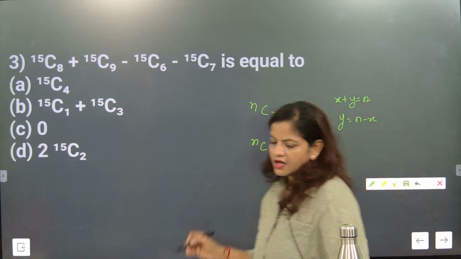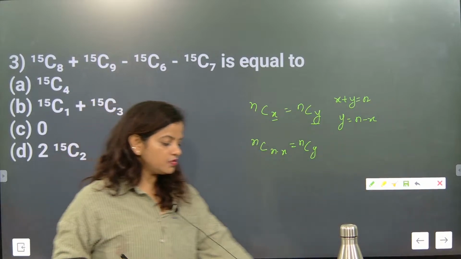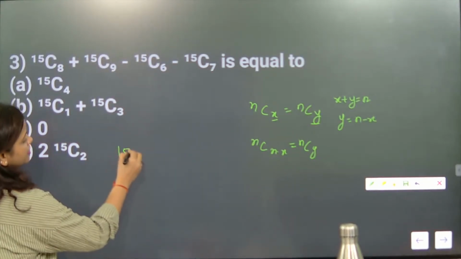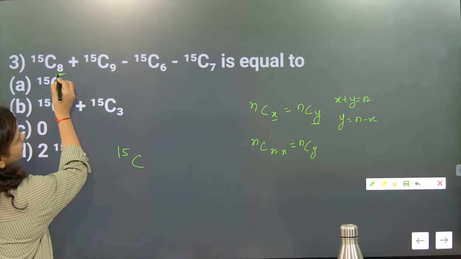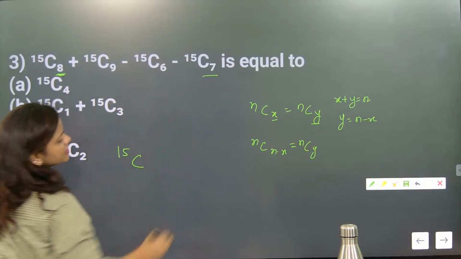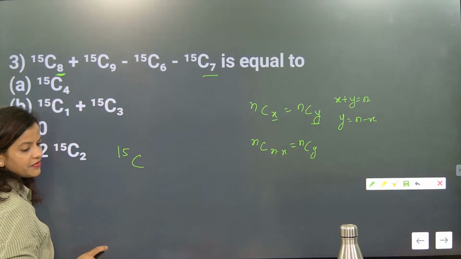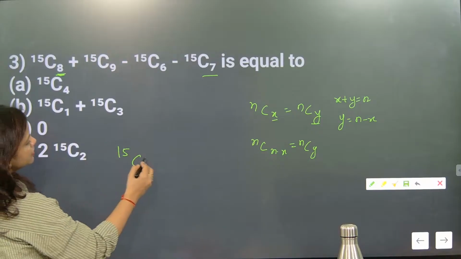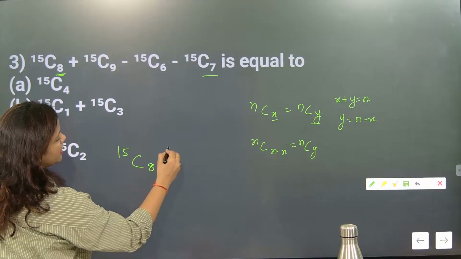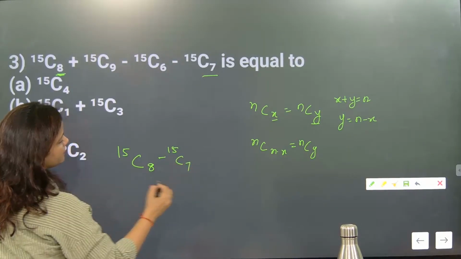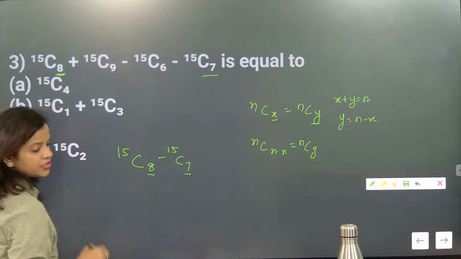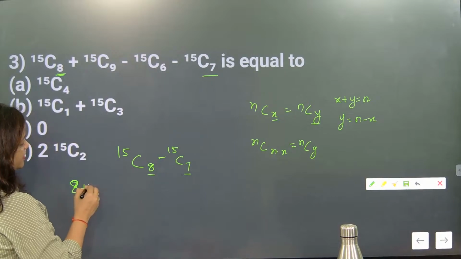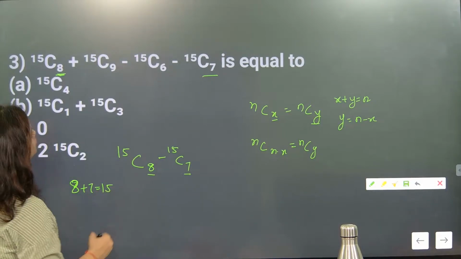Correct? So here, I'm going to solve the question. Check this one out, how to solve this question. In this question, 15C8 is there, beta. Now here 8 plus 7 is coming as 15. And that is the jackpot, because look here, 15C8 minus 15C7. When you add 8 and 7, it should give you n. So when you are adding 8 plus 7, it is giving you 15. And that's the most crucial part.